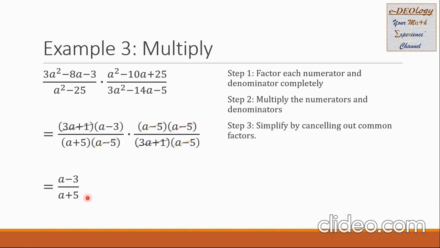The next question is, can we cancel this a and a in the denominator? The answer is no. There is a note that we cannot remove a term from a sum. So the a in the numerator is part of the sum a plus a negative 3. In the same way, the a in the denominator is part of the sum of a plus 5. So this a minus 3 over a plus 5 is our final answer.